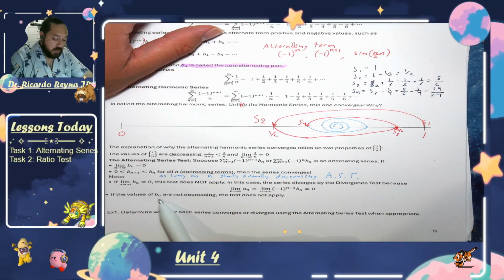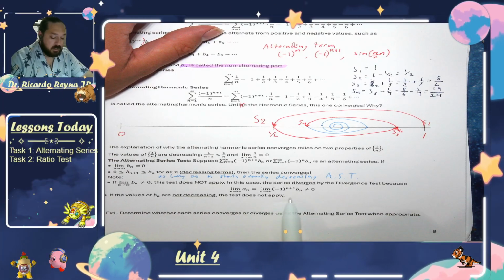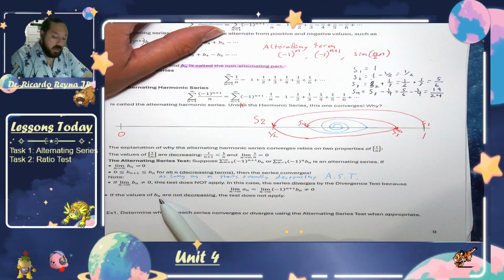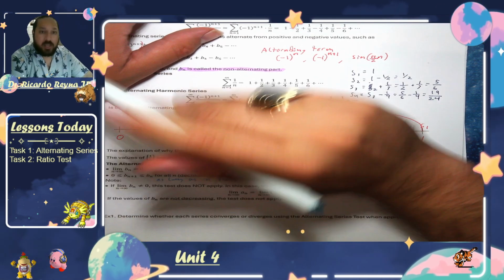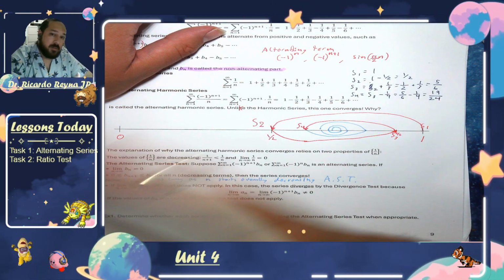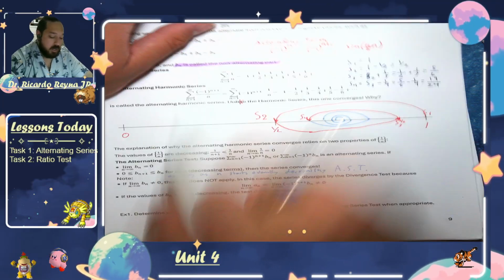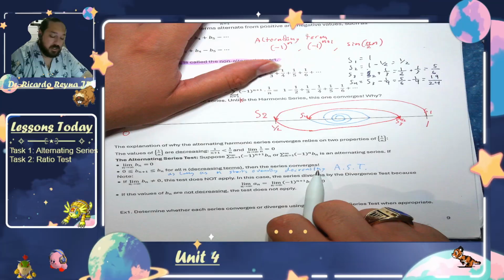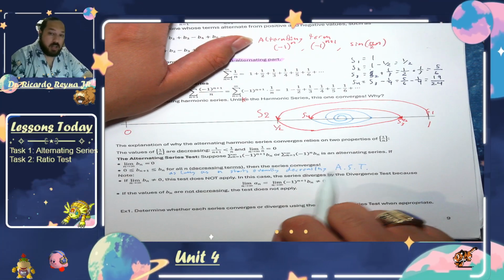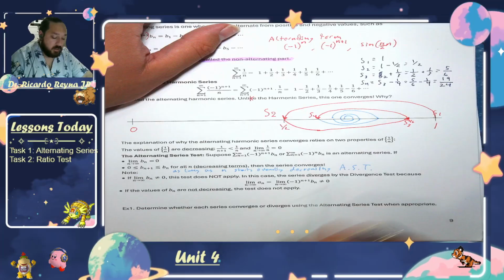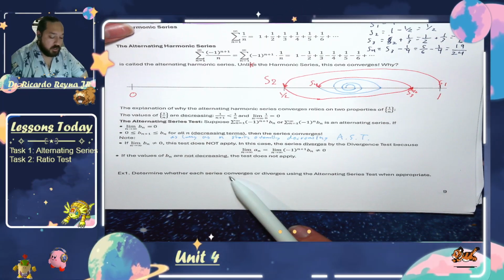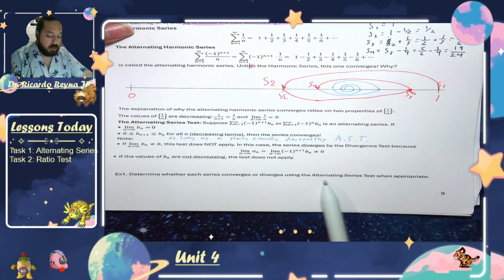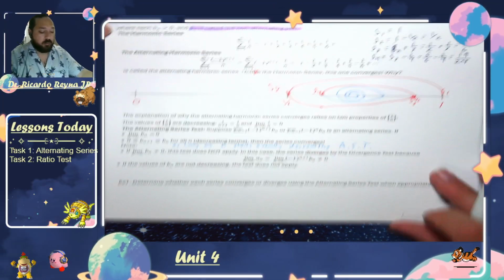If the values of Bn are not decreasing, the test does not apply. Again, if they are doing everything but decreasing, or if maybe they're decreasing for a little bit, but then start increasing again, as long as they start decreasing eventually, then you can use the alternating series test. So we're going to do a set of 3 questions. Example 1, determine whether each series converges or diverges using the alternating series test when appropriate.